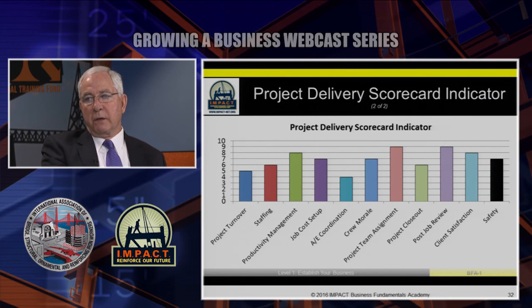So you can see that this scorecard takes into account a number of factors that are important to project execution, but it's an attempt to quantify how contractors are doing in their project execution process in total.